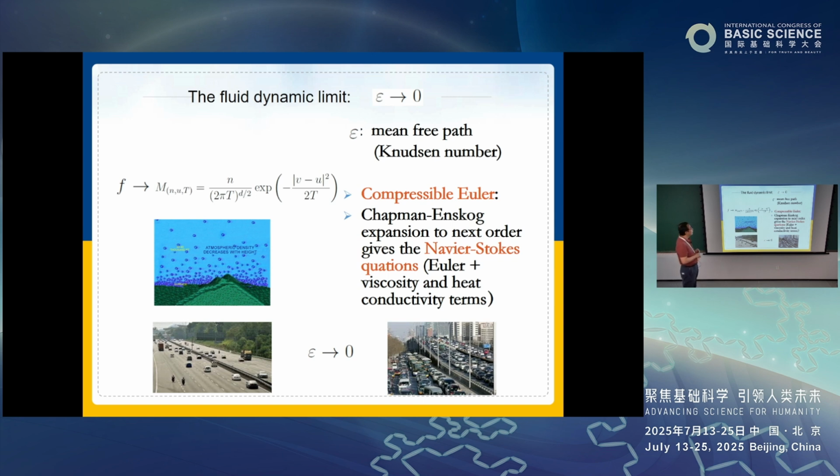Okay. And then you say, well, epsilon is small, but not really 0. So if you take the next order expansion, it's called the Chapman-Enskog expansion. Then you get the next order, which gives you exactly the Navier-Stokes equation. The Navier-Stokes equation is basically the Euler equation plus viscosity and heat conductivity. So therefore, fluid dynamics is exactly the asymptotic truncation of Boltzmann. All right.